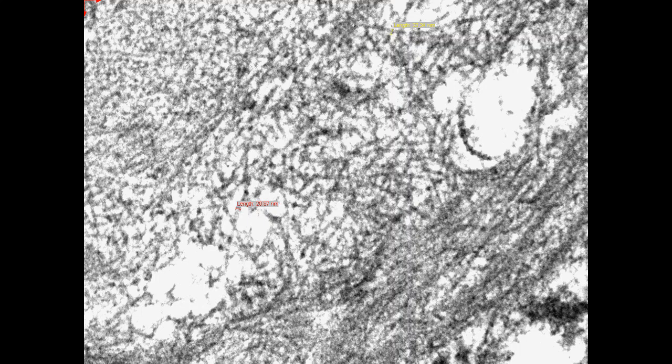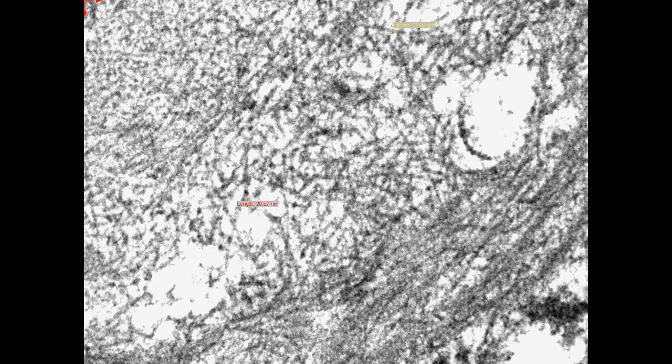So putting together these findings by light microscopy, immunofluorescence, and electron microscopy, we have a mesangial expansion by light microscopy, accumulation of this eosinophilic, PAS positive, weakly silver positive material in the mesangium, which stains for polyclonal IgG and C3, with fibrils on electron microscopy. These findings are highly suspicious for fibrillary glomerulonephritis.